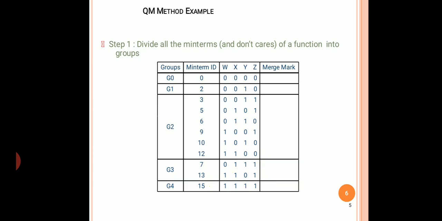Next we will go to group 1. See, group numbers will start from 0, 1, 2, 3 and so on. So in group 1, what will you include? You have to include the min terms which include only one 1.